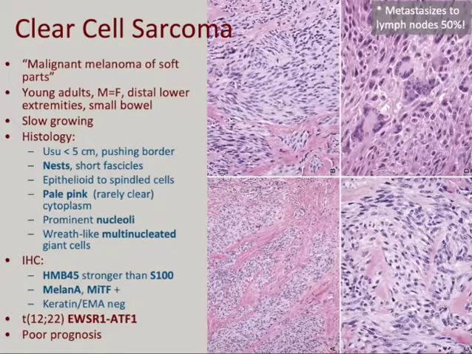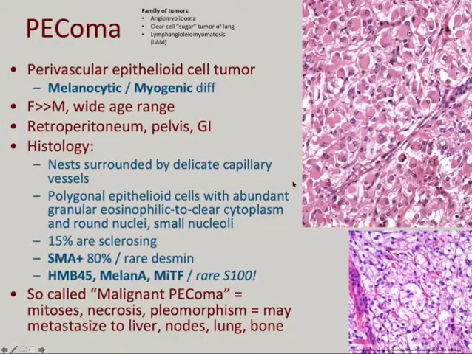This is EWSR rearranged, and there should be no melanoma in situ above it. Also one of the ones that goes to lymph nodes. All right, PCOMA is your tumor that shows both melanocytic and myogenic differentiation. So perivascular epithelioid cell is what the PEAK stands for. Just remember hybrid differentiation with this, again, characteristic morphology.